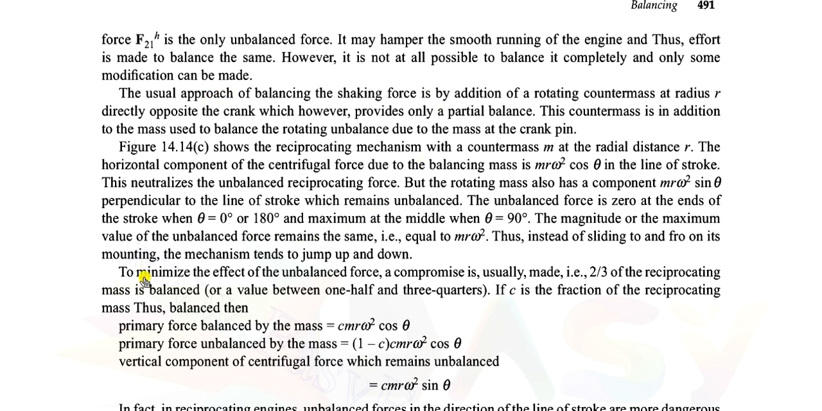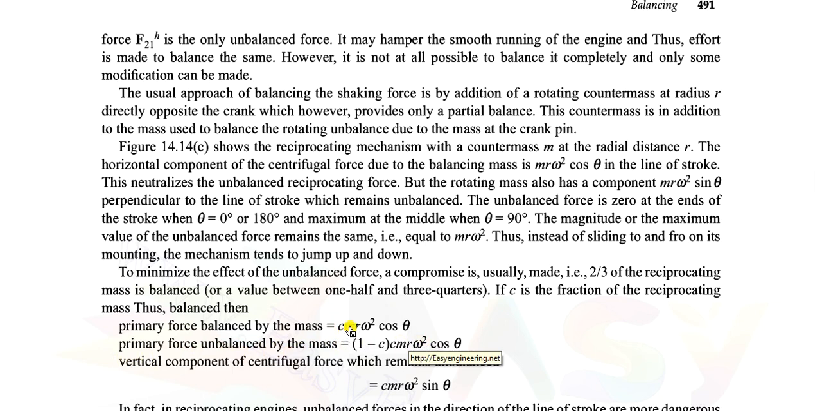To minimize the effect of the unbalanced force, a compromise is usually made, that is 2/3 of the reciprocating mass is balanced, or a value between 1/2 and 3/4. If C is the fraction of the reciprocating mass balanced, then the primary force balanced by the mass is equal to C M R omega square cos theta. So this has been balanced, but still you have unbalanced force.